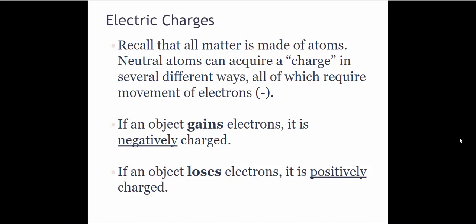We can do this to pretty much any object, because everything is made out of these charges. We say if an object gains electrons, it becomes negatively charged. And if it loses electrons, it becomes positively charged. Because in solid objects, those protons are what's making up the solid piece of the object, so the protons pretty much don't move if it's a solid. The electrons are the things moving back and forth. So if it gains more negative, it becomes negative. And if it loses the negative, it becomes positive. Everybody okay with that?